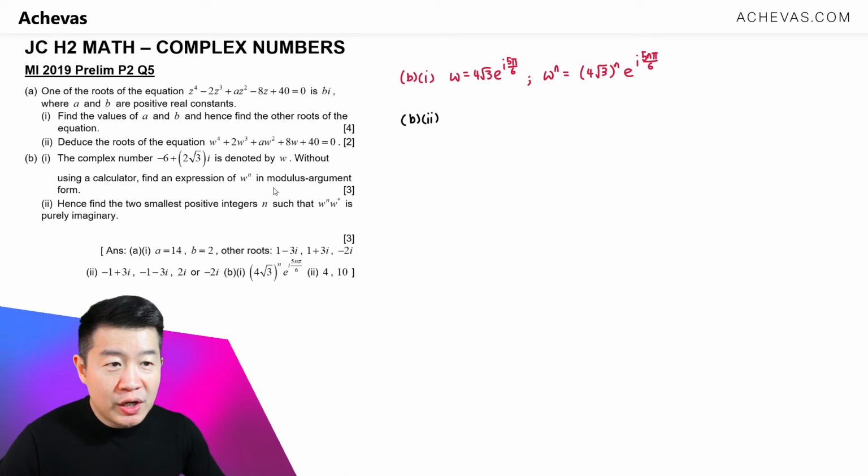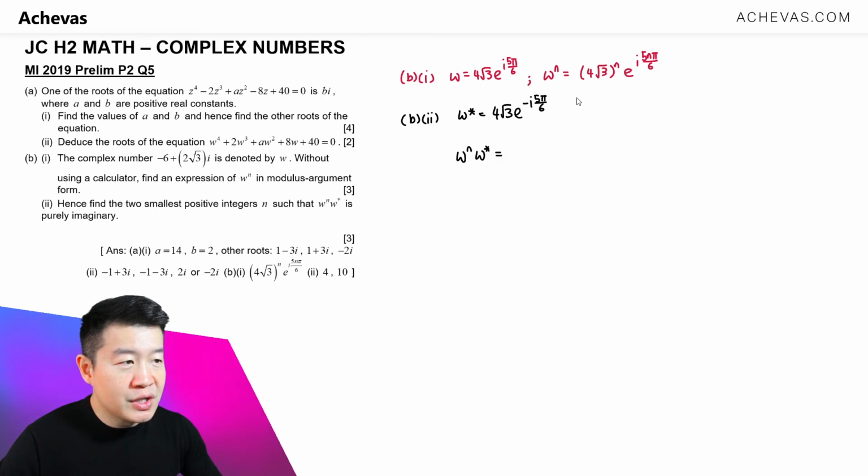In B part 2, we are looking at w to the power of n, which we have derived from the previous part, and we are looking at w conjugate. For w conjugate, it is going to be sharing the same modulus as w, so it is going to be 4 square root of 3, and the argument is going to be negative of the argument of w, so it's minus i 5 pi over 6. And if we were to go for w to the power of n multiplied by w conjugate, it is going to be these two being multiplied together.